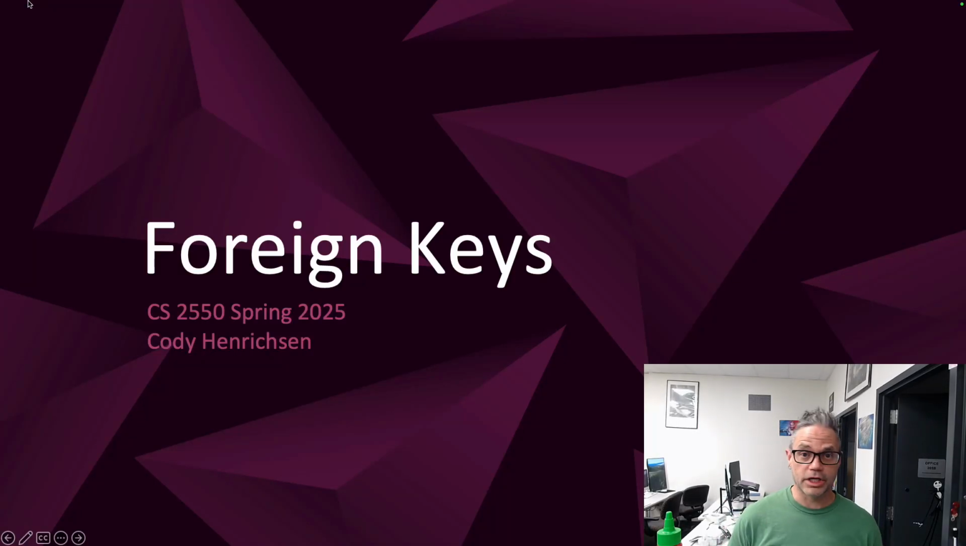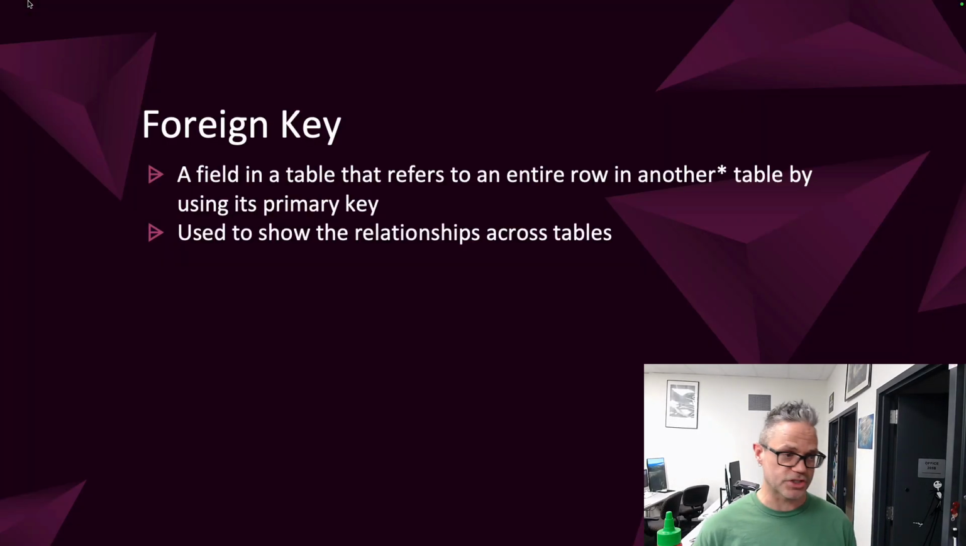Welcome. Today we're going to be taking a look at foreign keys and how we can actually create them using Oracle SQL. Just as a quick reminder, a foreign key is a field in a table that refers to another row entirely in another* included table by using its primary key. And this is used to show the relationships across tables.